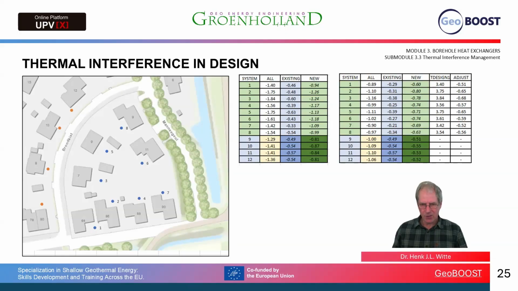In the second iteration, the larger table to the right, we can see that the design temperature is adjusted by a certain factor, and we add that to the design temperature, and then we get new temperature effects. For instance, now we have with system 1 a total temperature effect of 0.9. The existing systems have a temperature effect of minus 0.3, and the new systems amongst themselves have a temperature effect of minus 0.6.